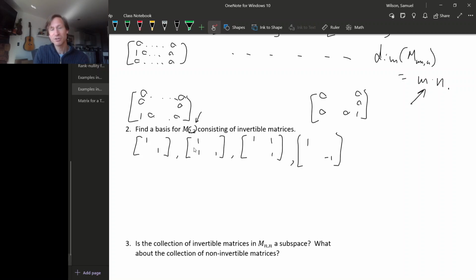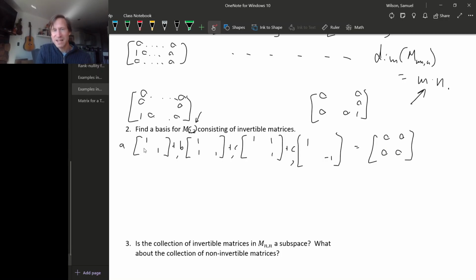So how could we show that they're linearly independent? Well, we're going to have to show that there are no non-trivial linear dependence relationships. So let's write down a linear dependence relationship. How about A times this one, plus B times that one, plus C times that one, plus D times this one equals the 0 matrix.